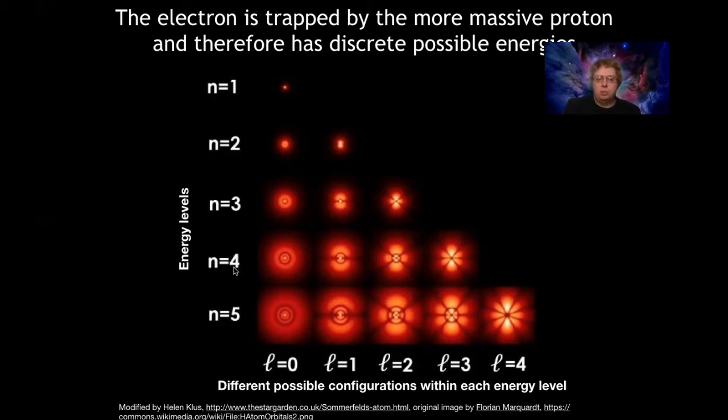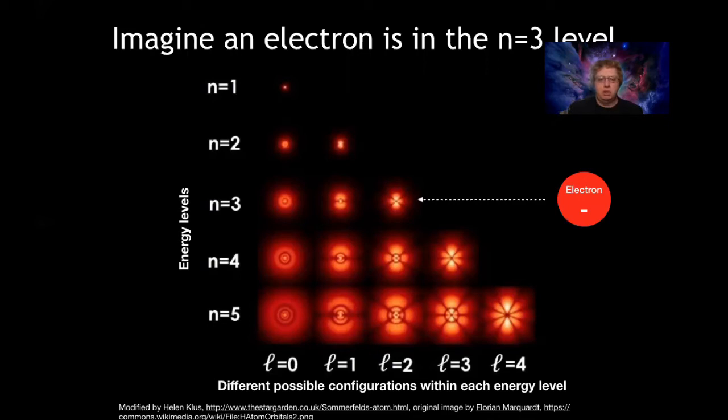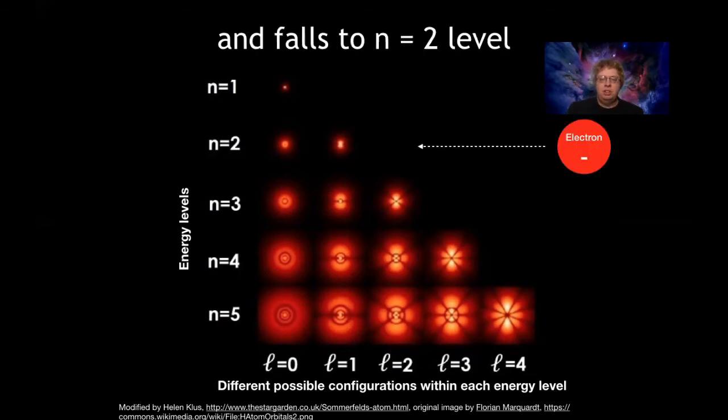You can't jump from n equals 4 to n equals 3.5. There is no such thing. So if you happen to have an electron in the n equals 3 energy level, the third energy level, it will either hang around there, or occasionally it will jump to another energy level. Imagine that that electron jumps down to one of the other possible energy levels. It jumps from energy level number 3 to energy level number 2.